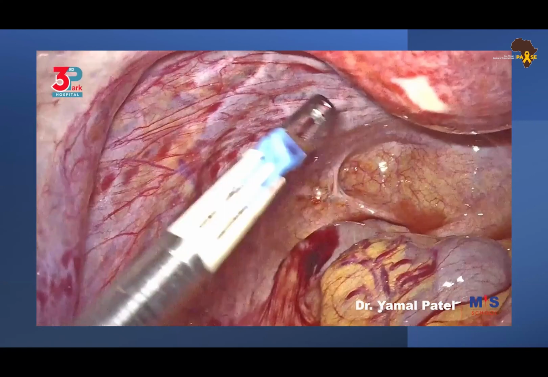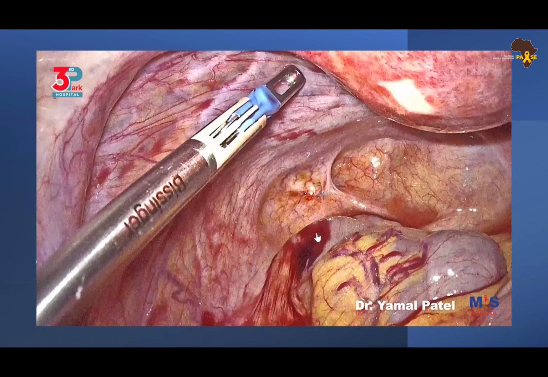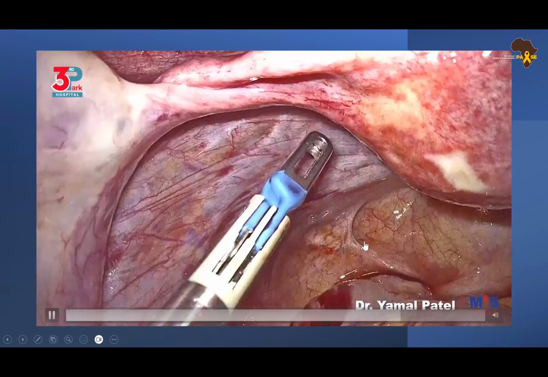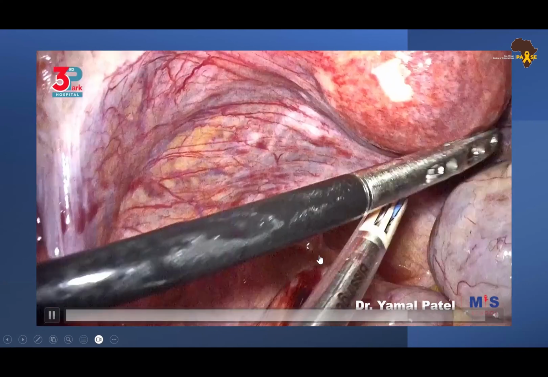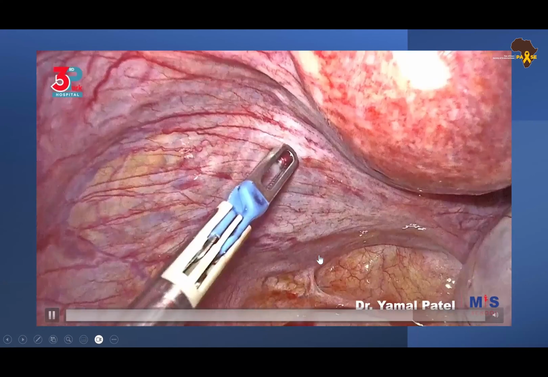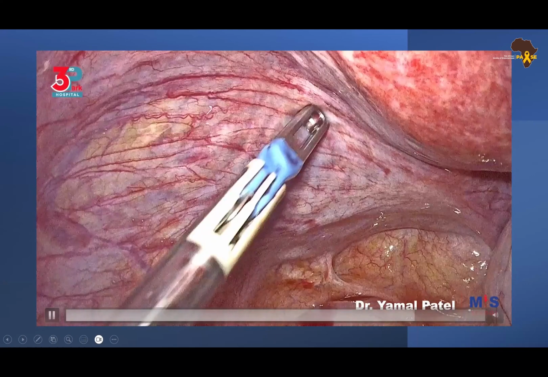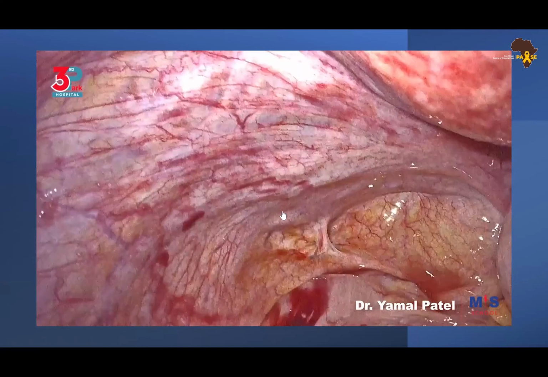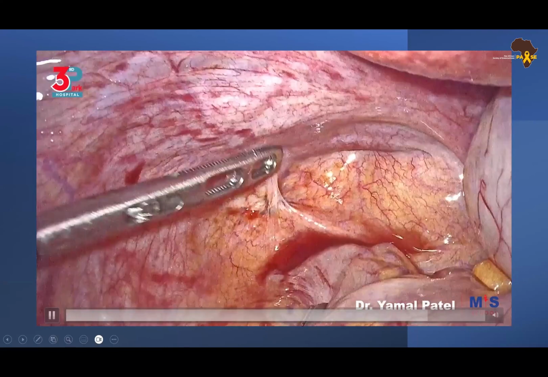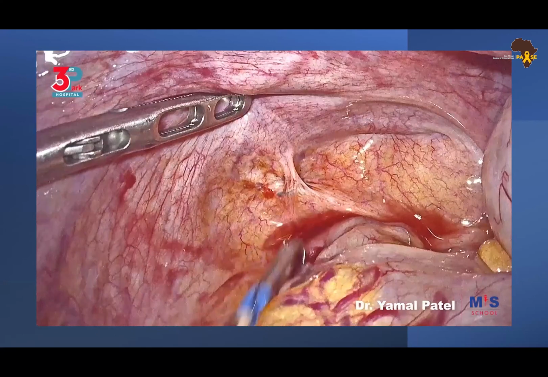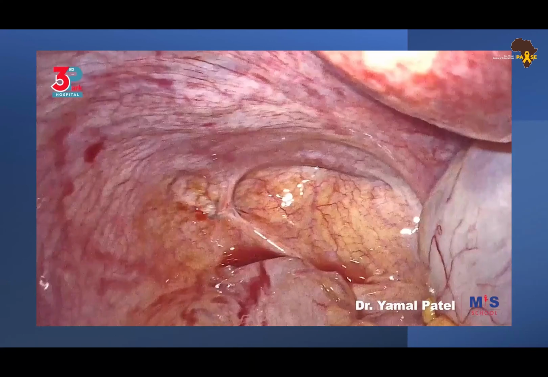Now the issue is when you look further down here, you will see there is a small nodule here, and this nodule is a nodule of endometriosis. And this is just the tip of the iceberg. The actual disease in this patient was in the rectovaginal septum going further down.